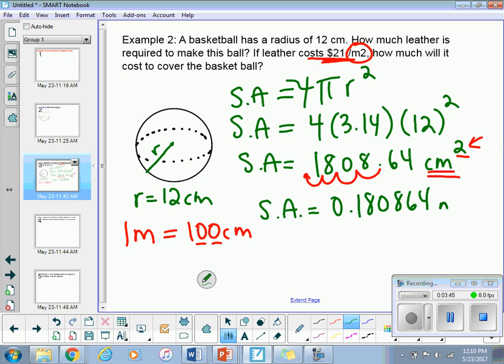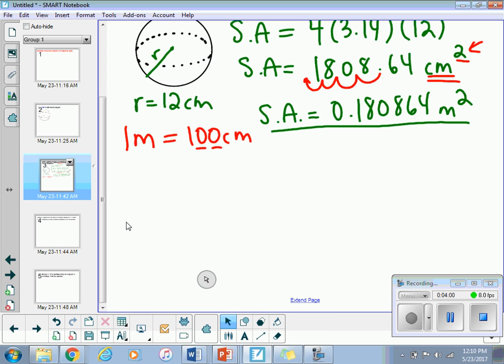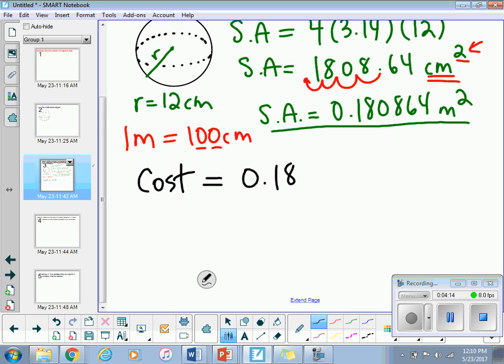So to convert to meters squared, you would end up with 0.180864 meters squared. So that's how much material we would need. Now, every meter costs $21. So we're not even using 1 meter, which means that it's not going to cost us more than $21. How do we figure out the cost for using this material? Well, hopefully you can see that we would have to take 0.18, and I'm just going to round to that, meters squared, and then times that by the $21 per meter squared.